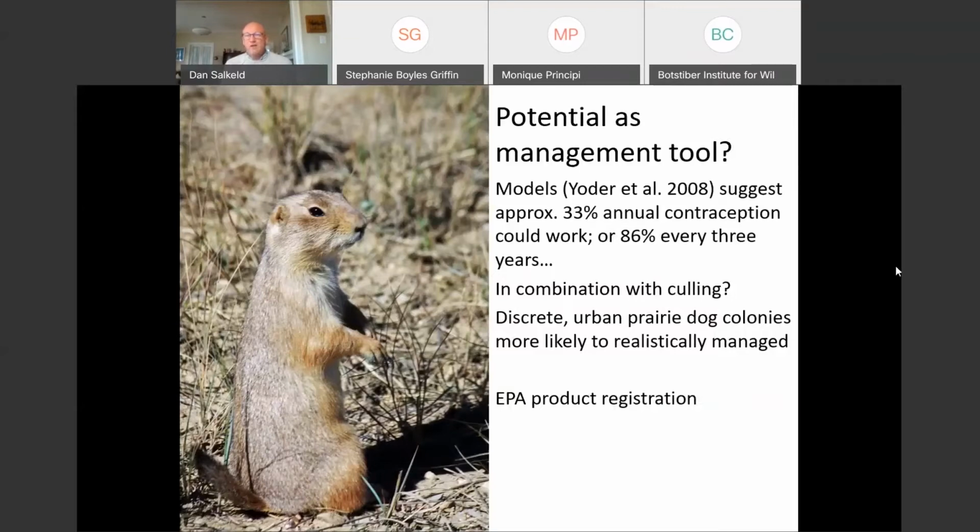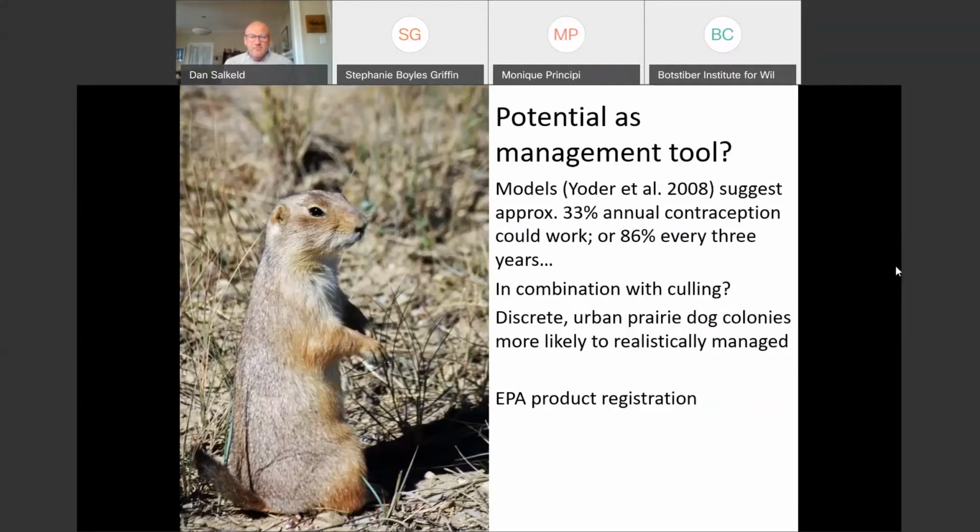We feel that at the site level that we were looking at, we managed to get a lot of the females captured. So this is feasible. And Yoder et al. suggested that this might be used in combination with culling, so reduce the numbers, but also reduce the reproductive output of the surviving animals.